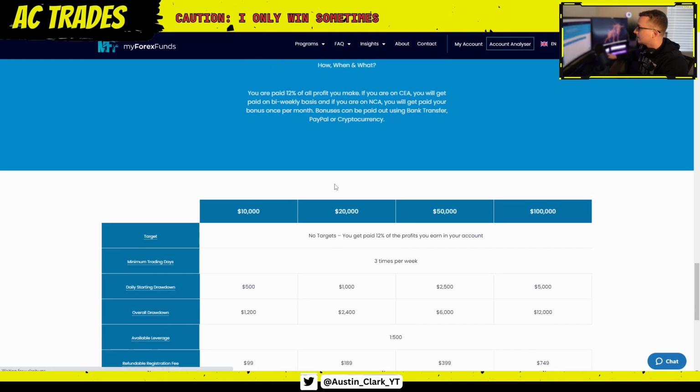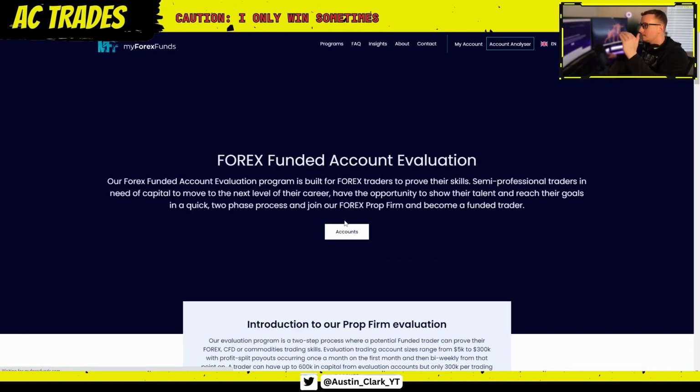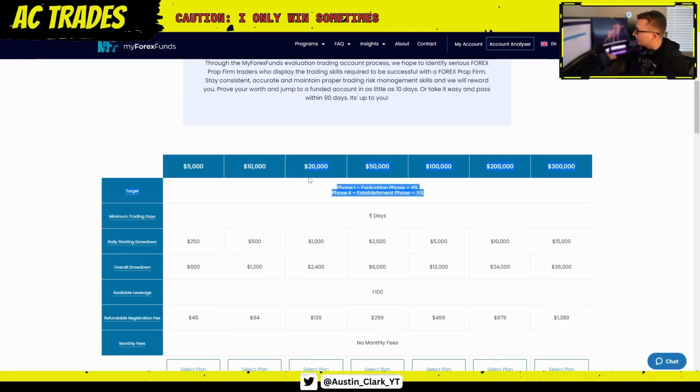You have to make that 8%. So if you go to the evaluation side over here, you have to make 8% on phase 1, 5% on phase 2 right here. Add that together, 13%, right? So this builds your confidence. You're building yourself as a trader, and you're also building your foundation to earn more money as a trader or making the same percentage, okay?